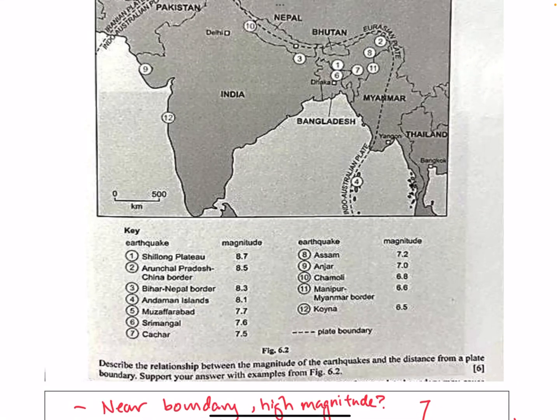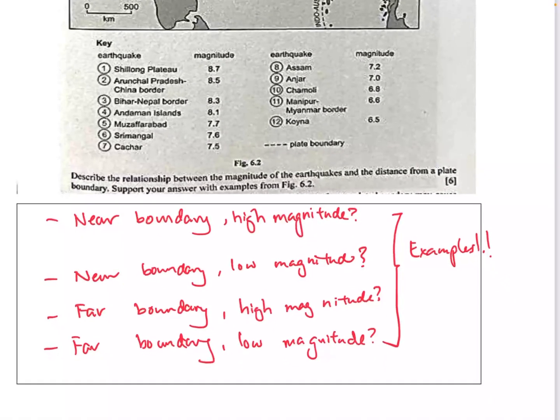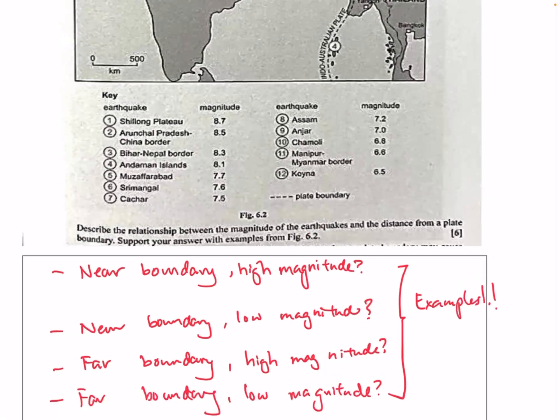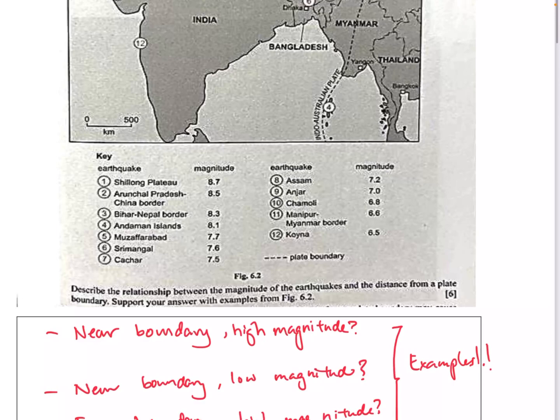There are 2. Okay, location 2, Arunachal Pradesh China border, right? It's right on the boundary itself of the Eurasian plate, and it's a rather high 8.5 magnitude, right? So similarly, you look for one that's near but low magnitude, one that's far but high magnitude, and one that's far low magnitude. Okay, so these are the different types of relationships that you can have at plate boundaries and between the magnitude and the distance from plate boundary.